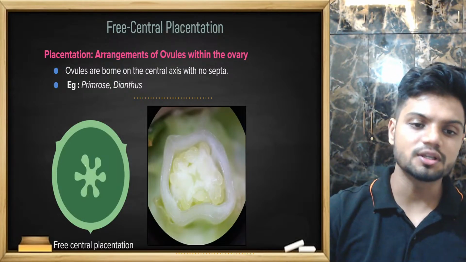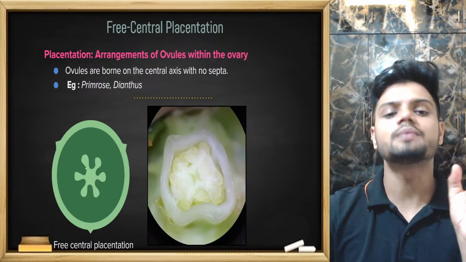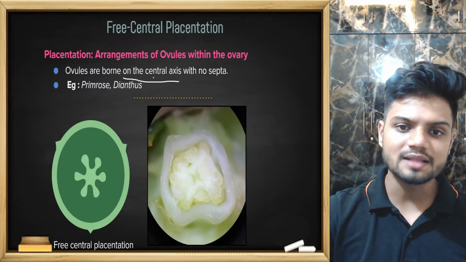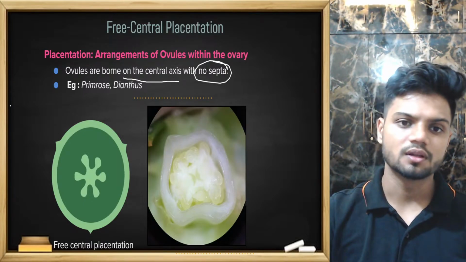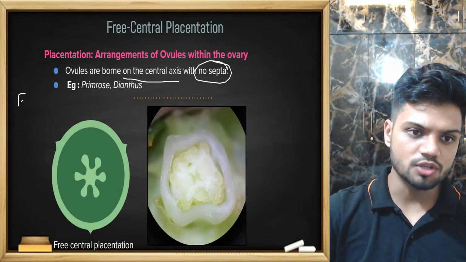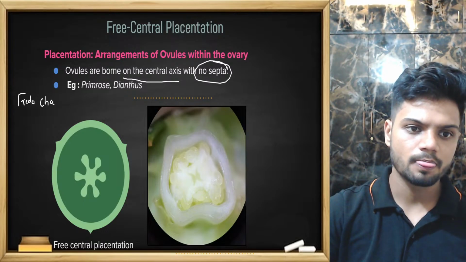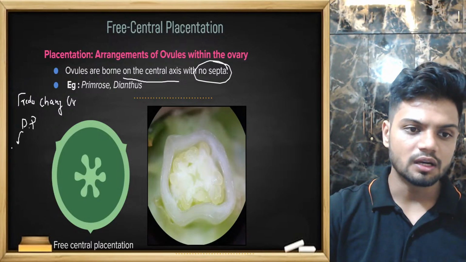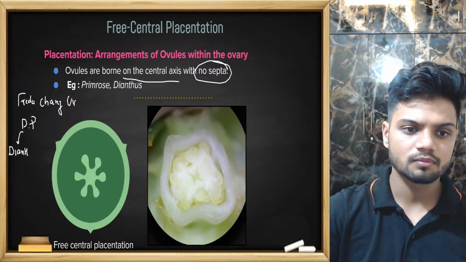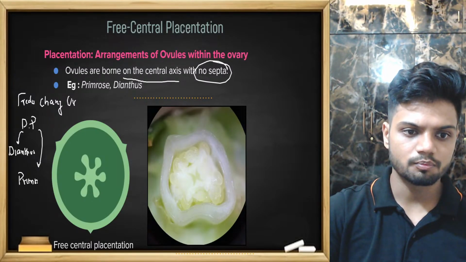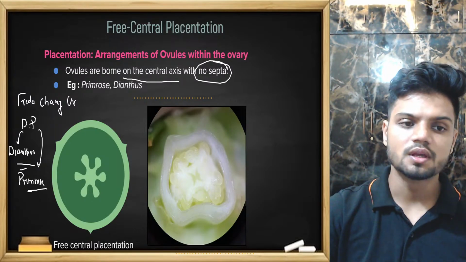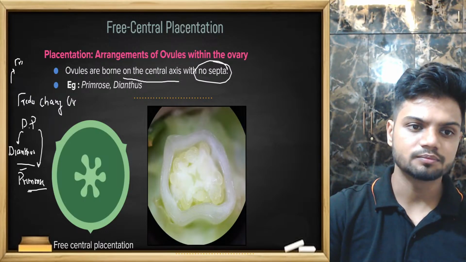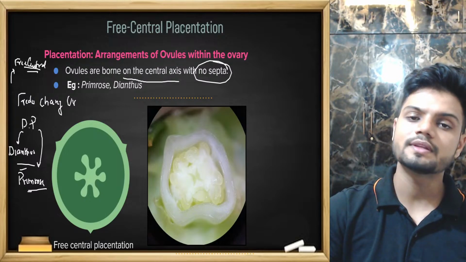Now, free central placentation. It is similar to axial placentation but without septa. Ovules are born on the central axis with no septa. What is the trick for free central? Fredo, change your DP. D for dianthus, P for primrose. Dianthus and primrose. F for free central.